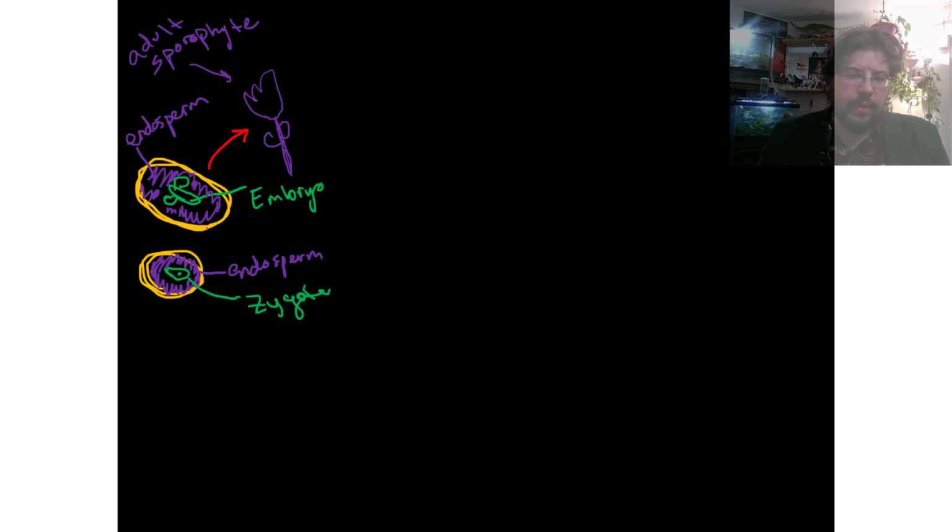So, this is my seed right here. It's not a seed until it has an embryo. A zygote is not a full seed. So, there we go. Okay. So let's split this adult sporophyte into our mega and micro stuff. First off, we'll start with our pistil.